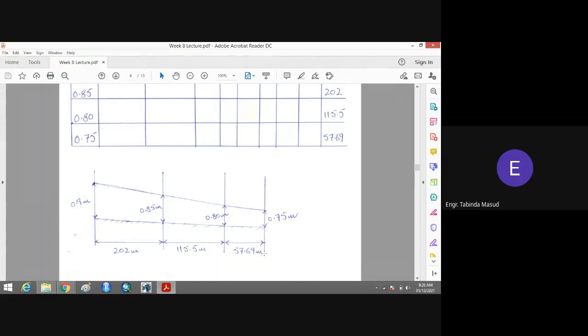So I already told you that the smaller the intervals of the depth of the flow, the more detailed will be your figure and the more detailed will be the information of the horizontal distances. Well, it was asked to find the distance between 0.9 meter and 0.75 meter in the end. So what you have to do, you will add all these horizontal distances, 202 plus 115.5 plus 57.69, and that will be your result.